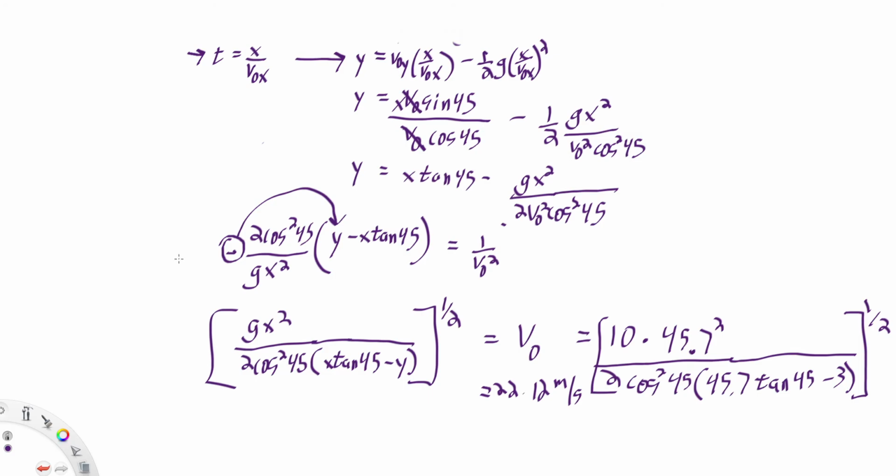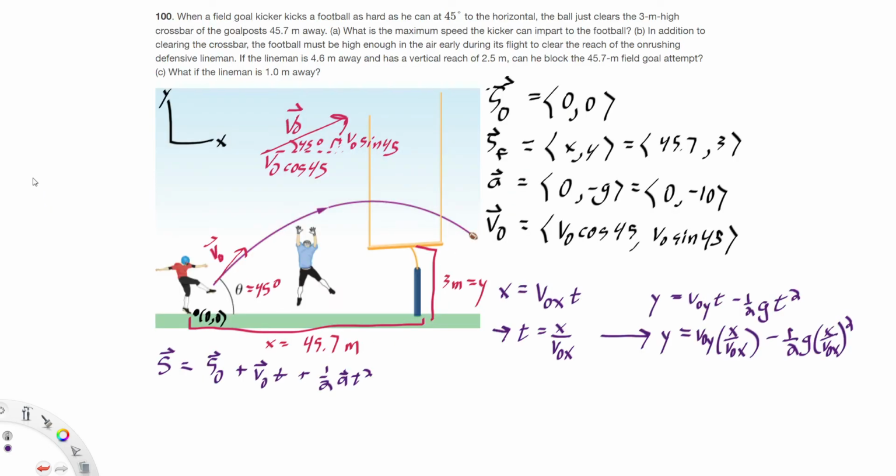Okay, so this is part A of our football question. Now that we know the initial velocity of the kicker, let's take a look back at our diagram here. Part 2 of the question says, if we have a blocker and he's 4.6 meters away, and this dude can stretch 2.5 meters, can the defender block the field goal?